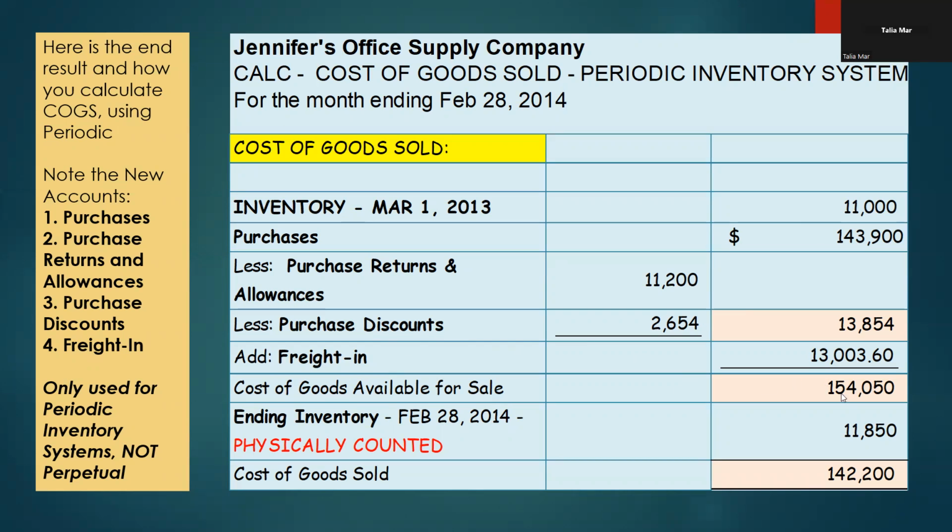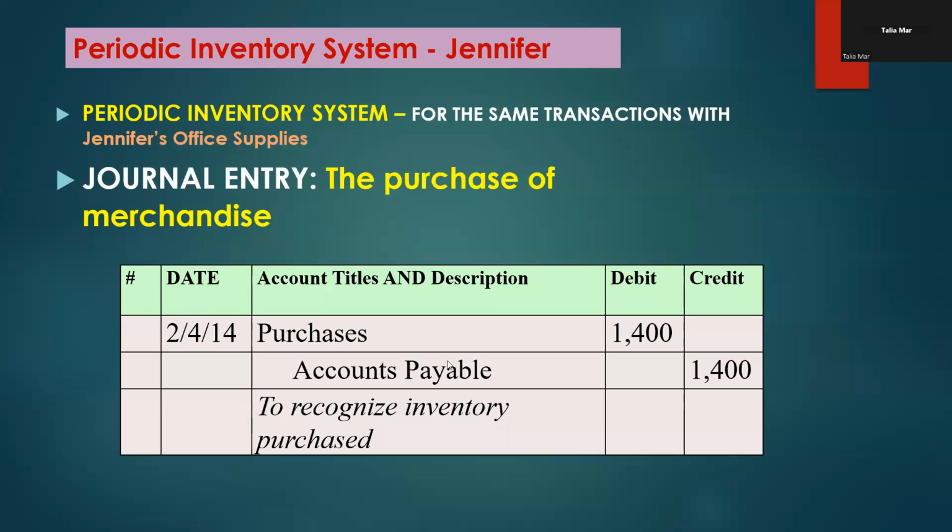And then you subtract ending inventory. All right. So how do you keep them straight? One of them tracks cost of goods sold perpetually. One of them tracks cost of goods sold periodically.